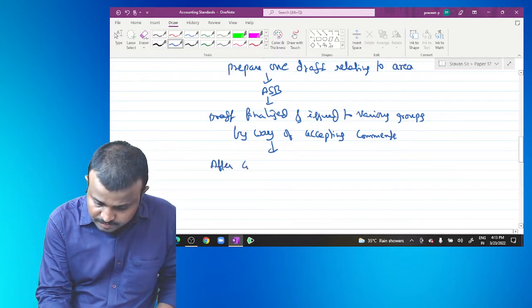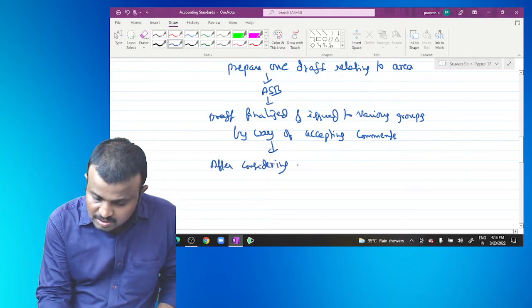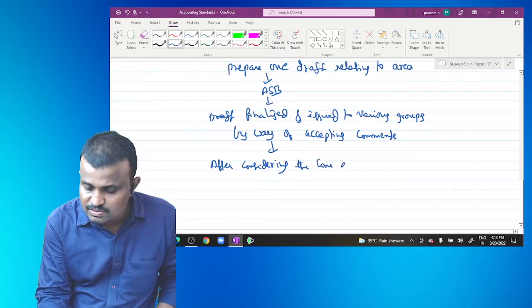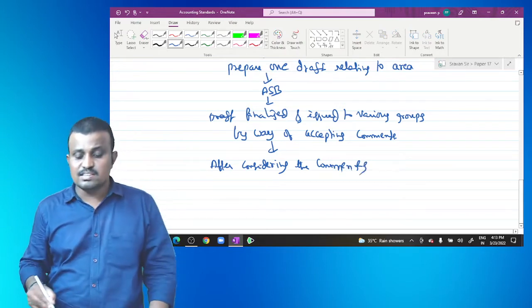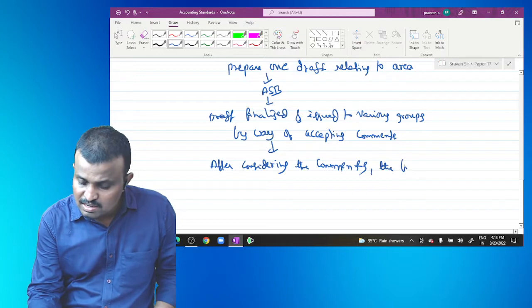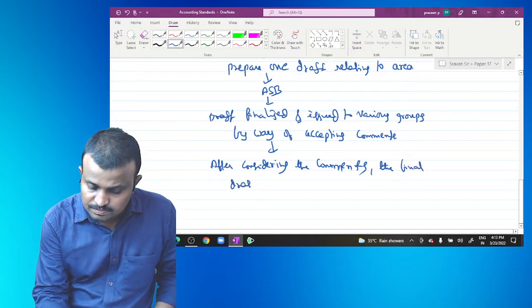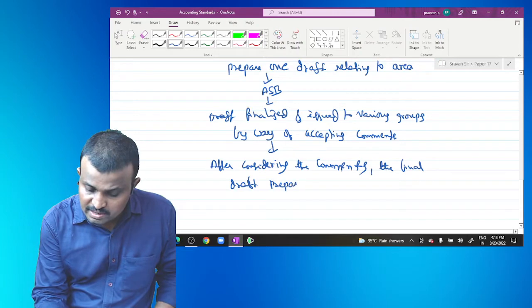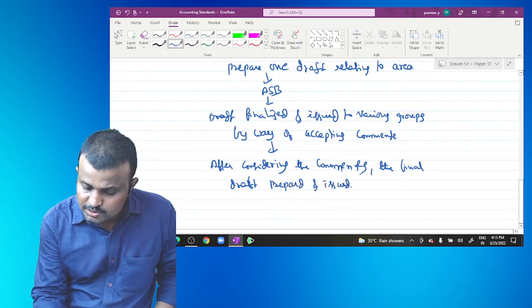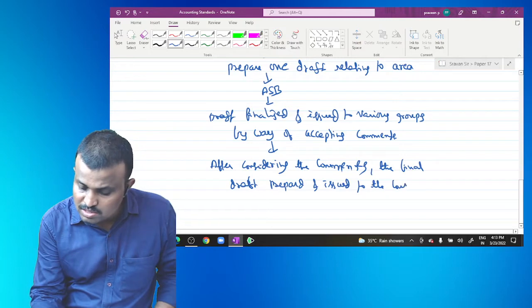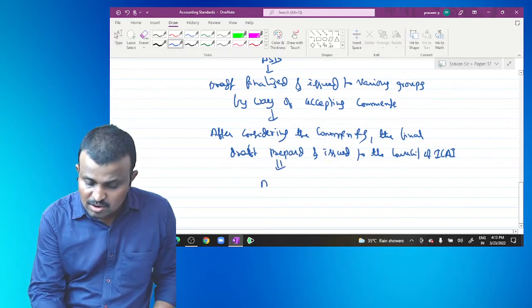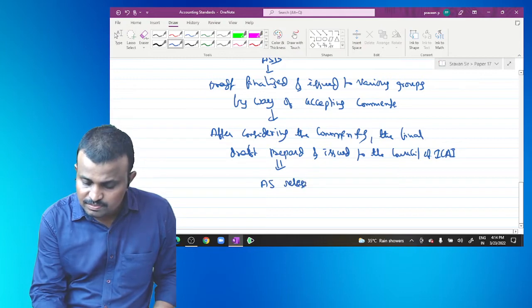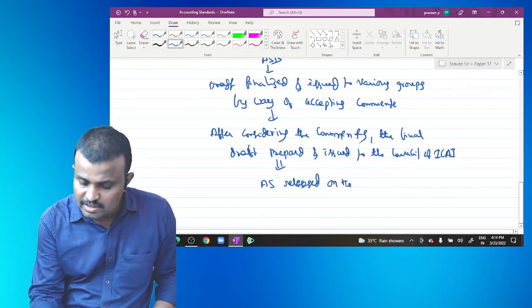After considering the comments, the final draft is prepared and issued to the council of ICAI. To the council of what? ICAI. Then the accounting standard is released on that area.